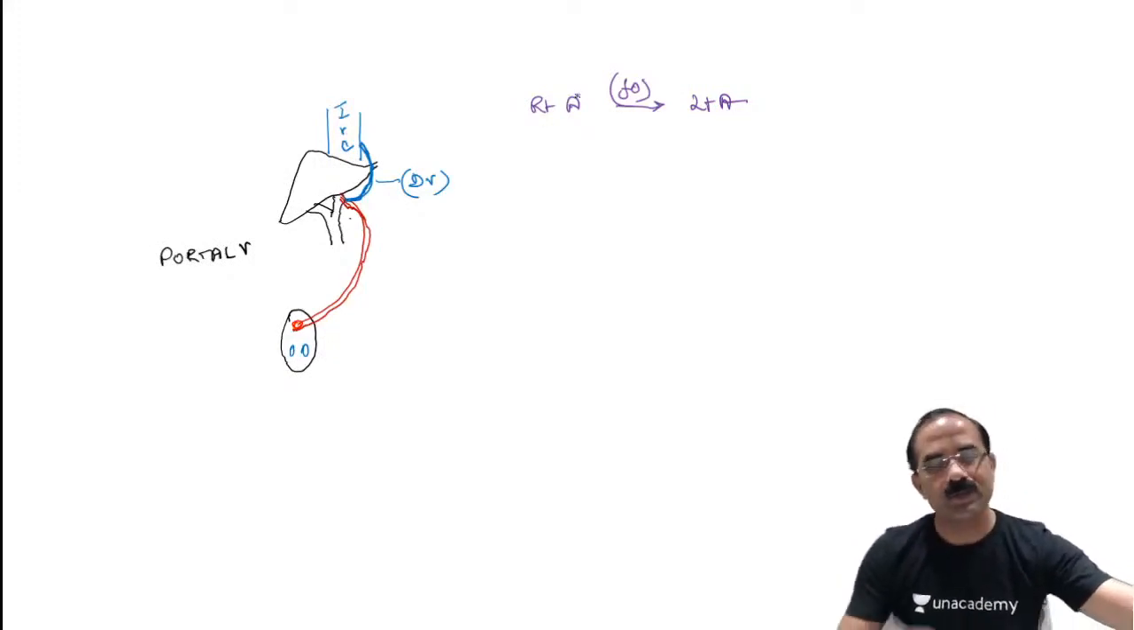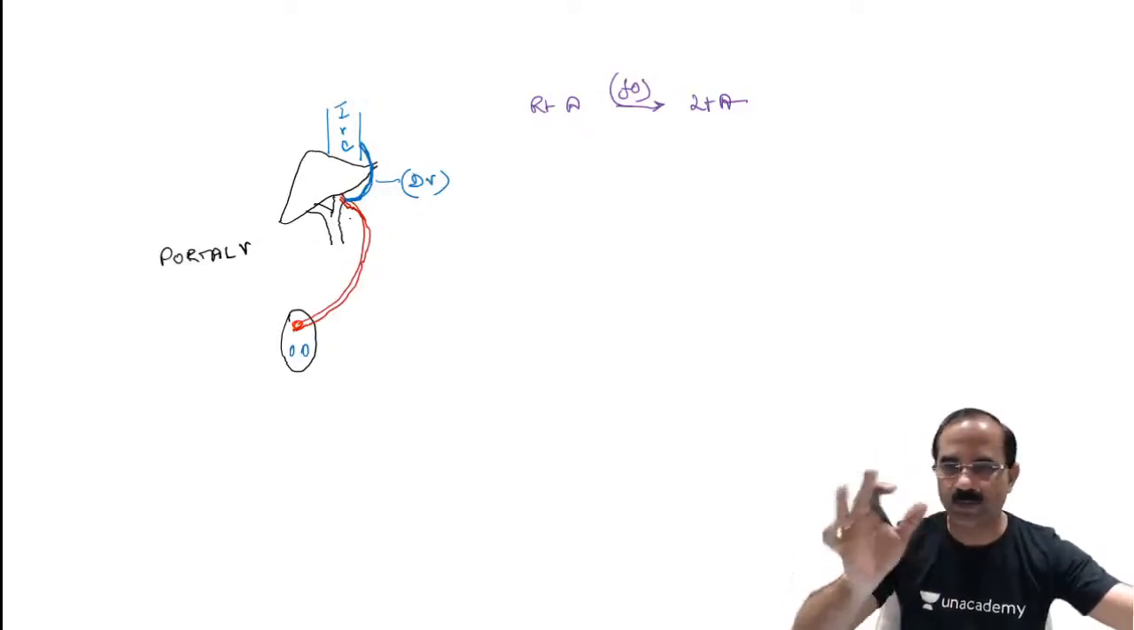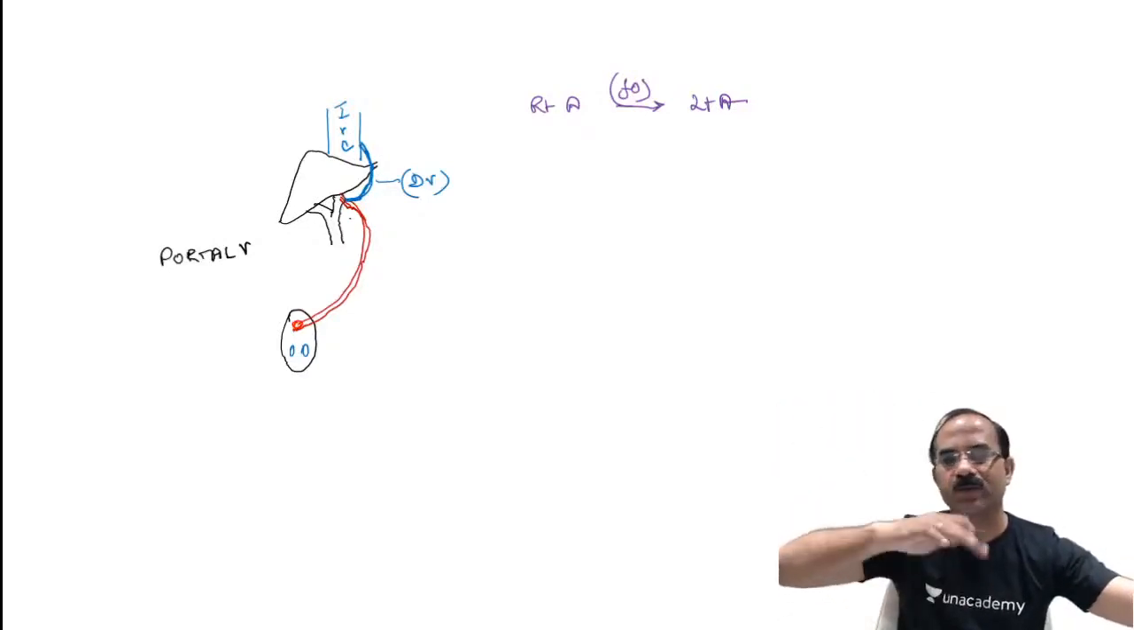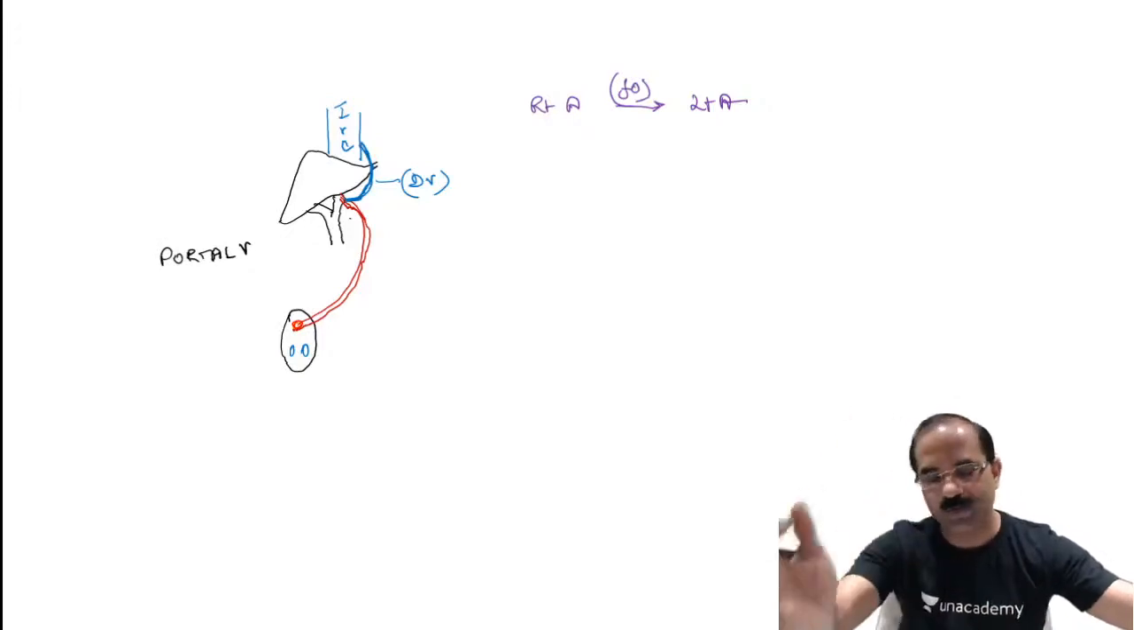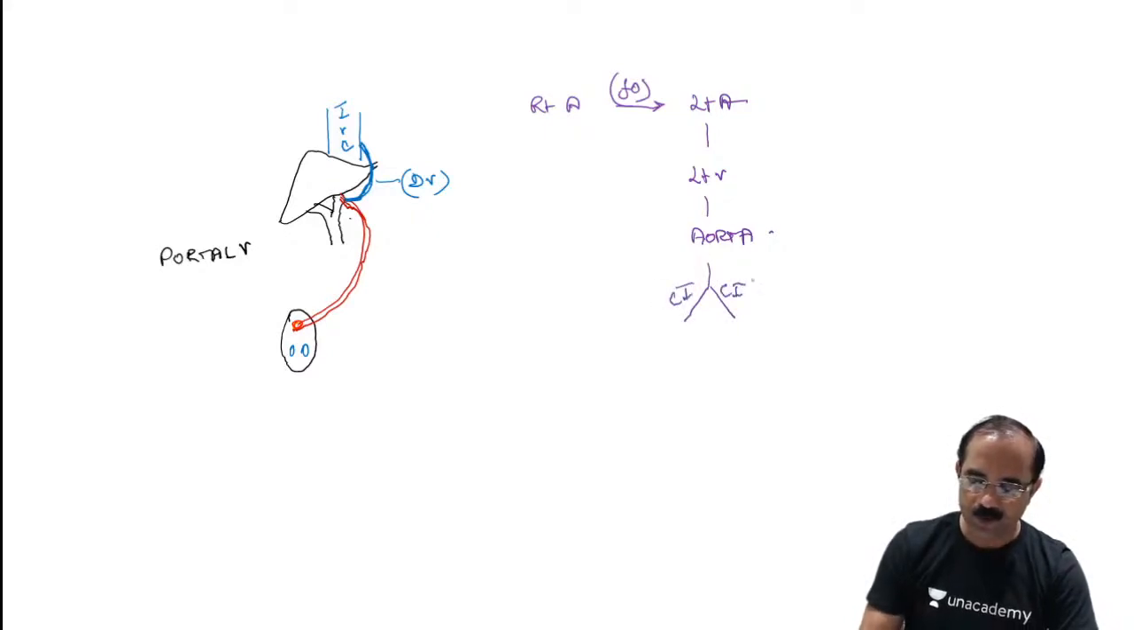So from the right atrium, the blood directly goes to the left atrium through the foramen ovale, right? Because the lungs are not functioning, the blood doesn't go to the ventricles. From the left atrium, the blood goes to the left ventricle. From the left ventricle, it goes to the aorta. Aorta divides into two common iliacs. Common iliacs further divide into an external iliac and internal iliac.